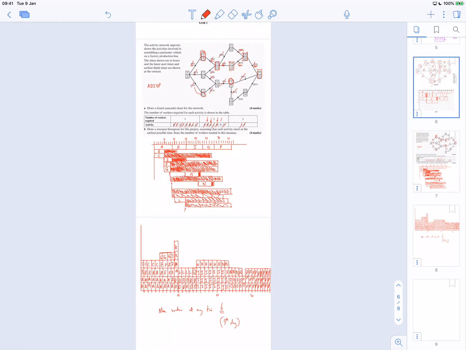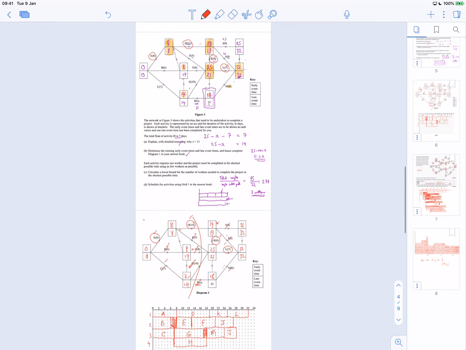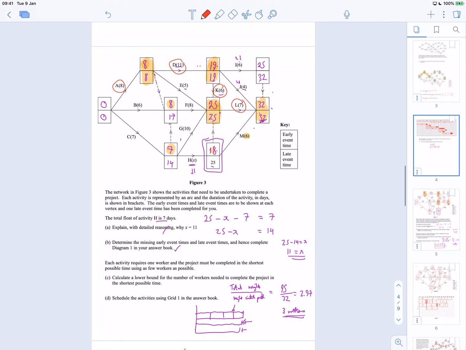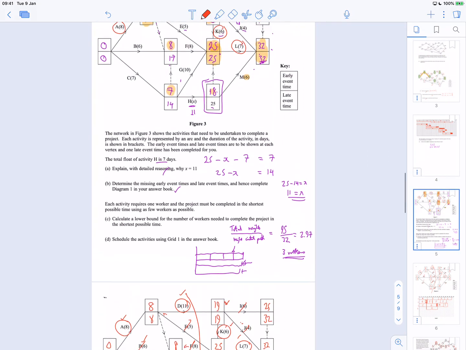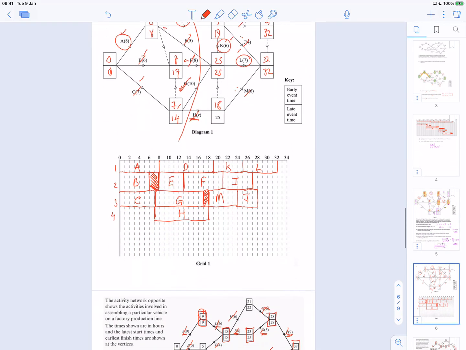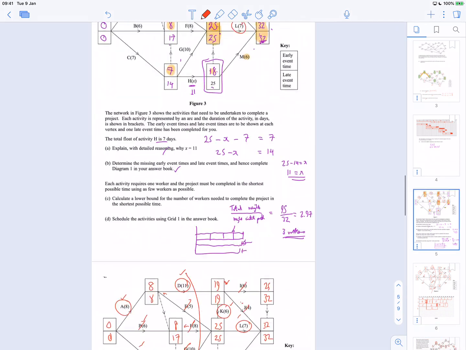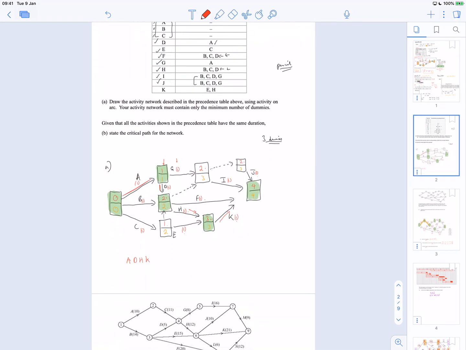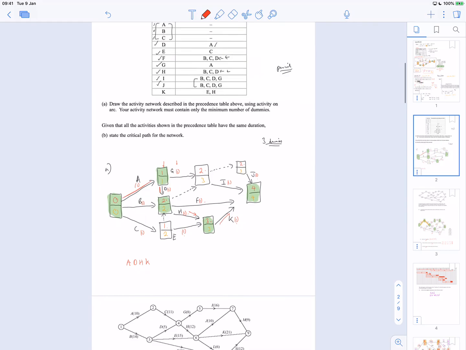Okay guys, sorry if that was a bit slow, but yeah, that's essentially this chapter. So early finish times, late start times, calculating the float on an activity, resource diagrams, Gantt charts, precedence tables, and trying to write up relationships, spotting when dummy activities are needed, that kind of thing.